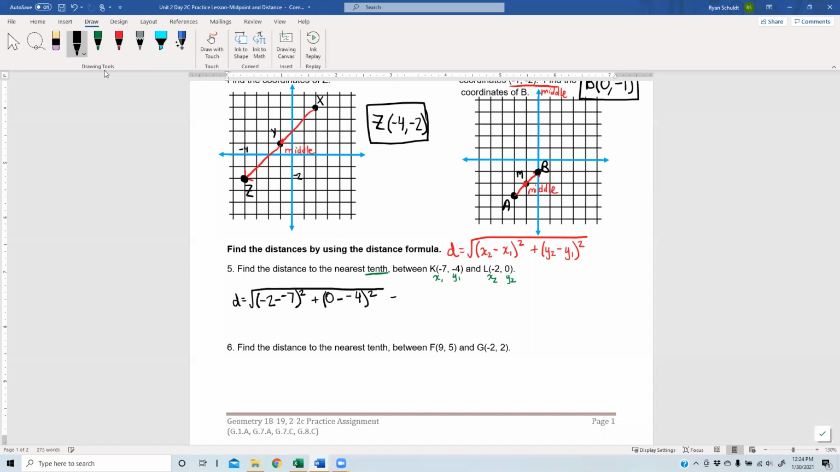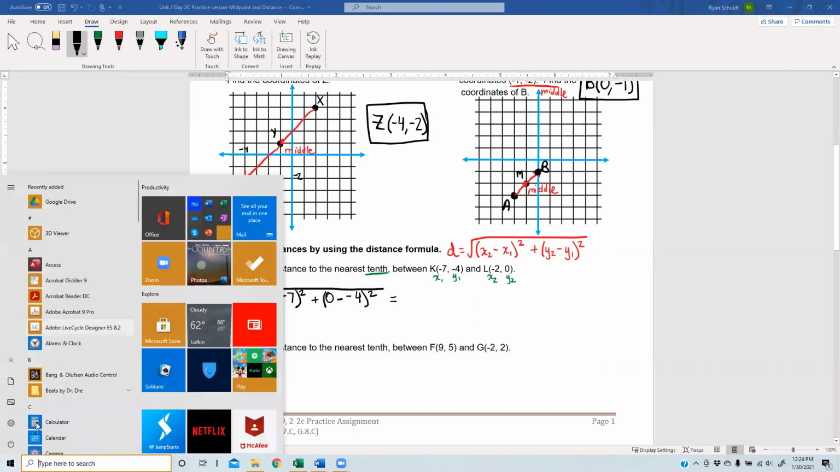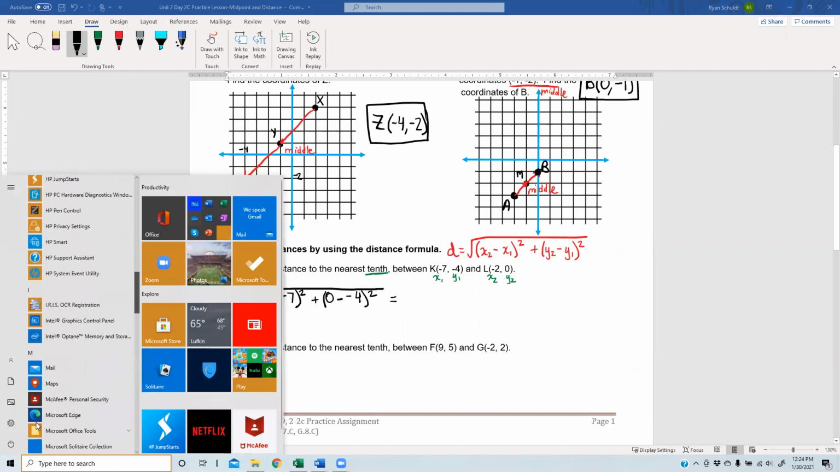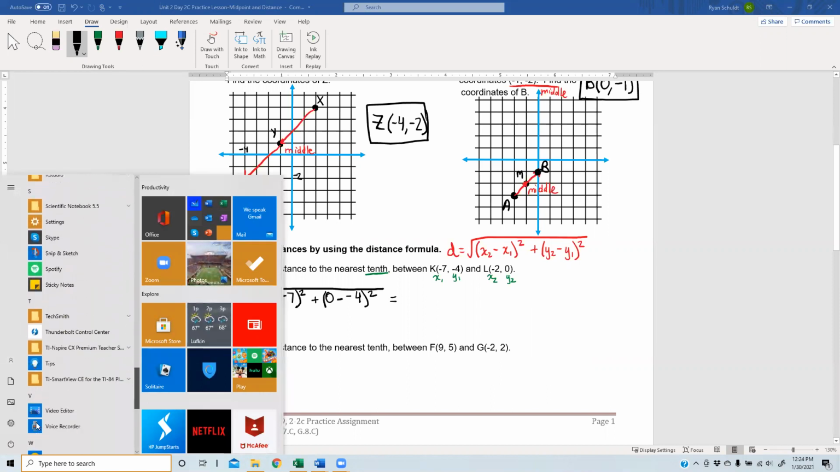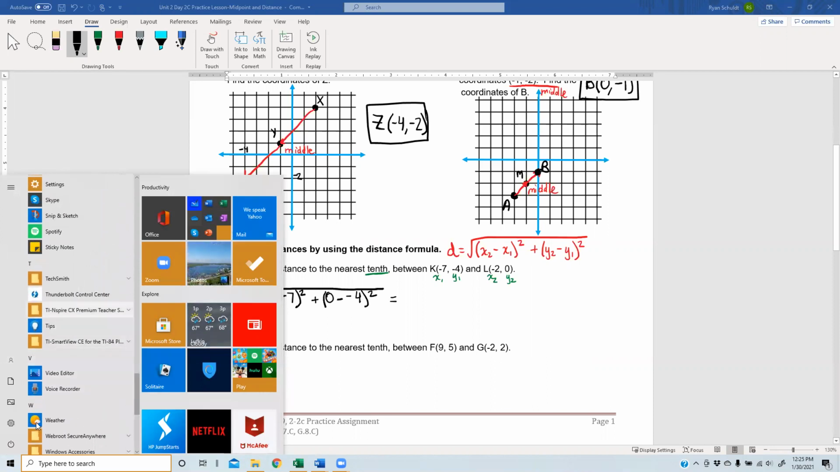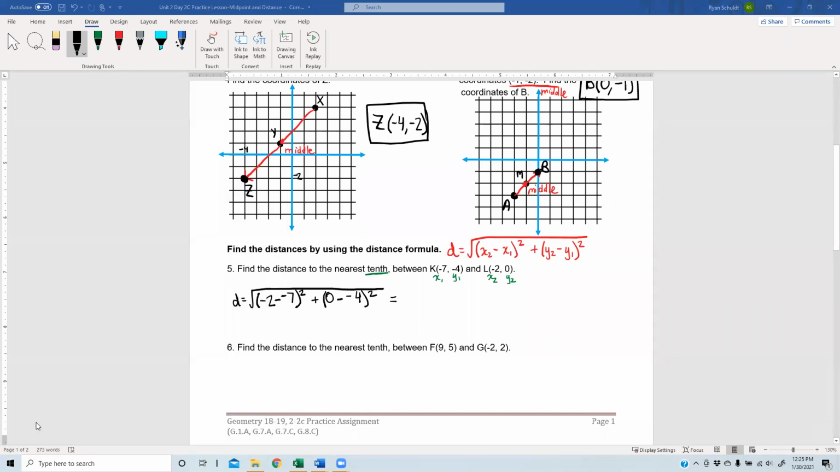Now, you can type, and I would encourage you to type this, everything but the square root, into your calculator. What do I mean by everything but the square root? Don't type the square root. I literally mean that. Everything but the square root. I'll even show you.